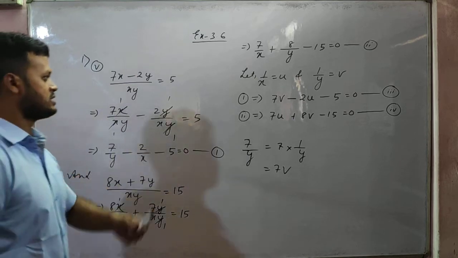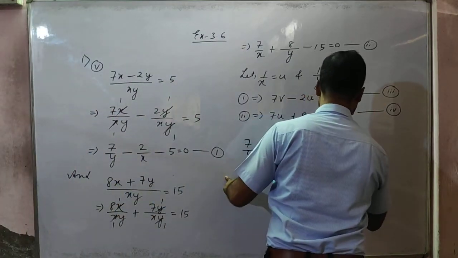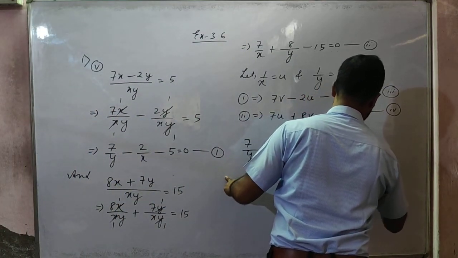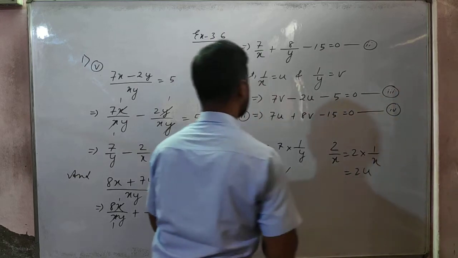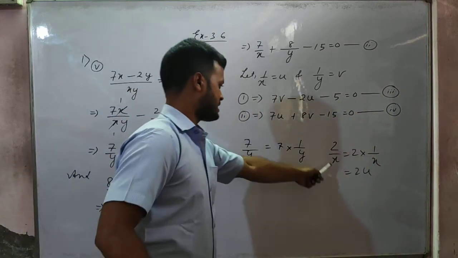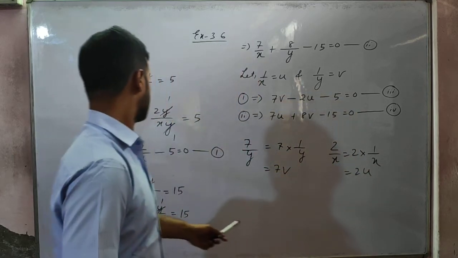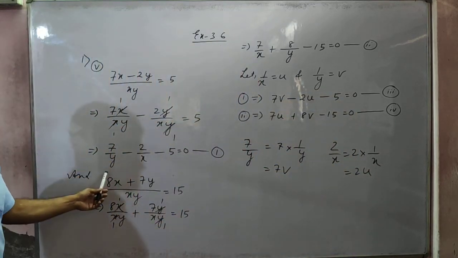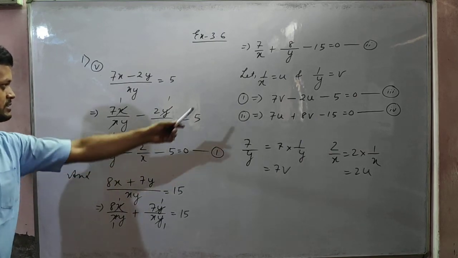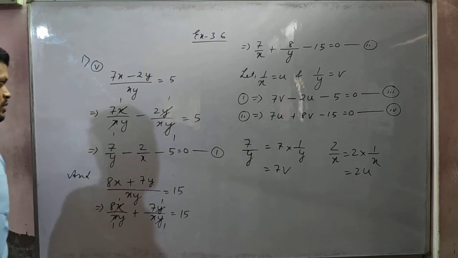And 2 by x means, how can you write 2 by x? 2 by x means 2 into 1 by x. So that means 2u, isn't it? What is the value of 1 by x? 1 by x means u. So 2u I wrote. So therefore I wrote here 7 by y means 7 into 1 by y, so it became 7v, and it became 2u minus 5.